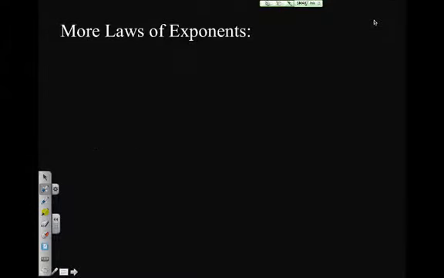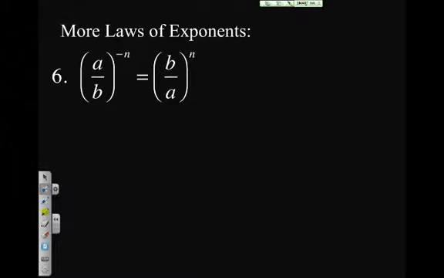Some more laws of exponents. I think we've got two more. First of all, and this is one we could have just used, if you've got a fraction raised to a negative power, all that does is take the reciprocal of the fraction, and then it would be b over a to the nth power. So that's one we could have just used on that last problem, that last example.